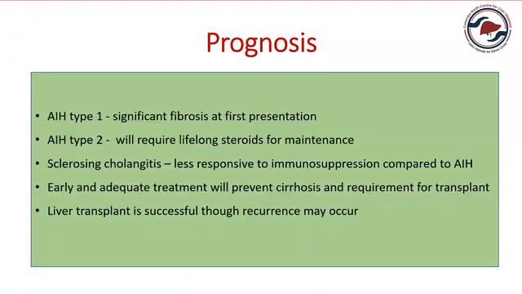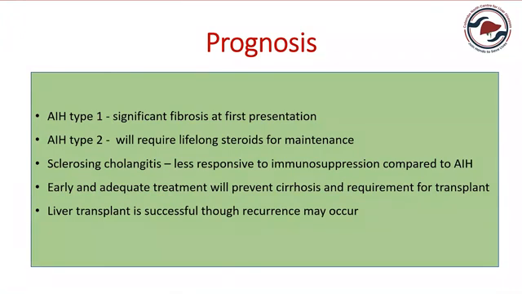What about the prognosis of autoimmune liver disease? A few facts to highlight the prognosis. It would depend on the disease status, the fibrosis at presentation, the nature of presentation, and all the factors. In addition to that, type 1 autoimmune hepatitis might have significant fibrosis at first presentation compared to type 2. Though type 2 requires lifelong immunosuppression, type 1 might result in significant fibrosis.